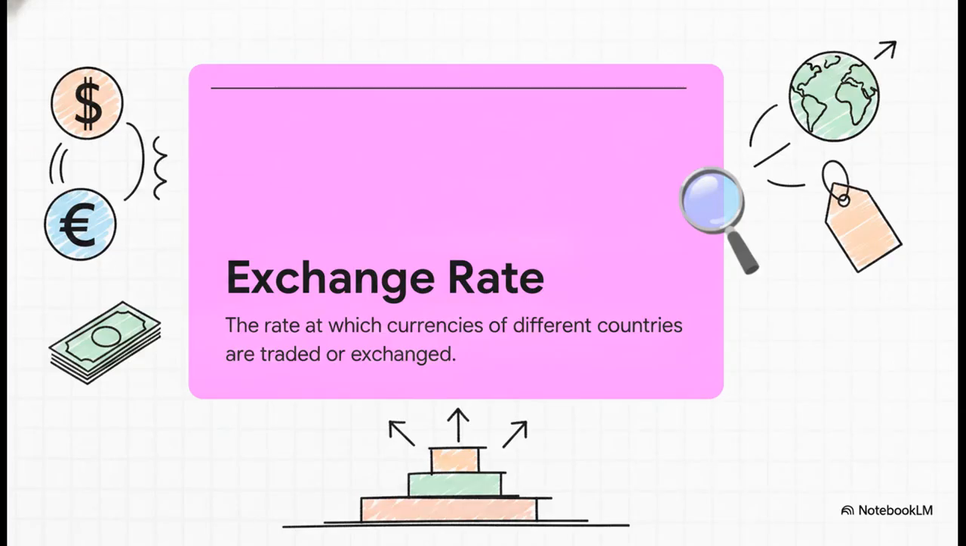But before we can audit our vocabulary, we really have to establish our foundation. Everything we're diving into today hinges on just one core concept, the exchange rate. Simply put, this is the rate at which the currencies of different countries are traded or exchanged. It's essentially the global price tag of money. Without wrapping our heads around that, the rest of the terminology just isn't going to make much sense. So let's dive into the structure of how we'll break this down.